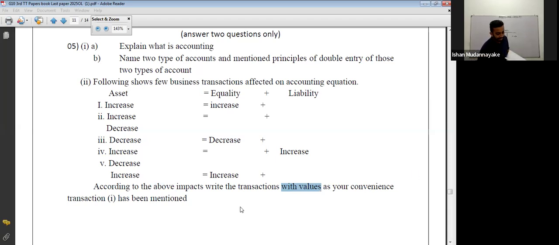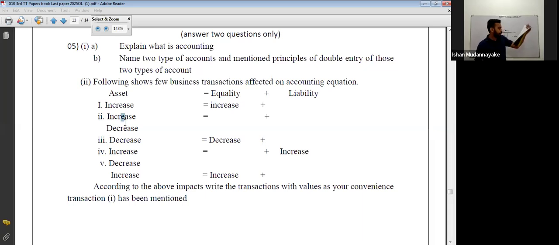First one, increase asset, increase equity. Owner provided capital, let's say 50,000. Owner provided 50,000 capital to the business. Or receiving rent income 10,000. Then asset increase, equity increase. Here, it should be equity.